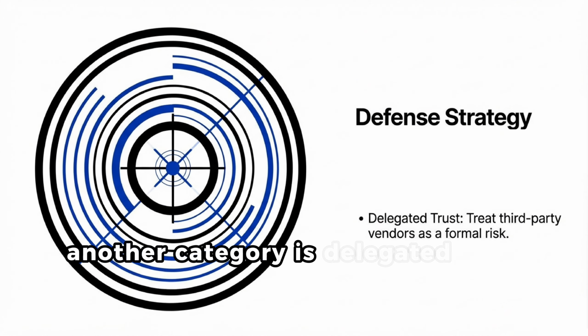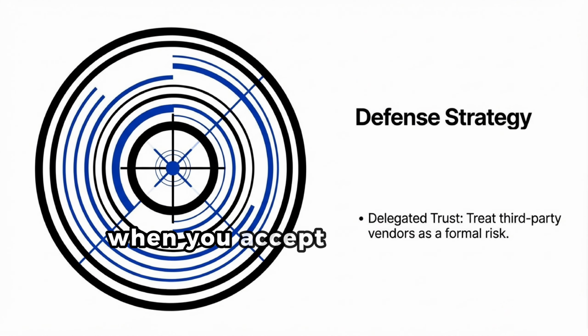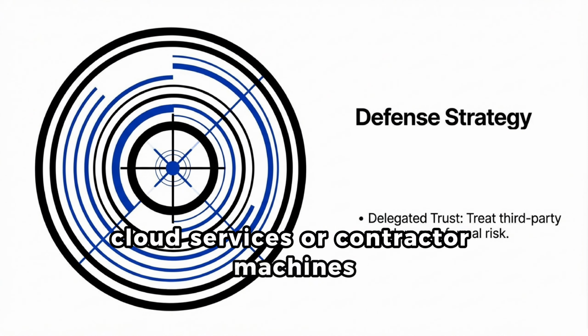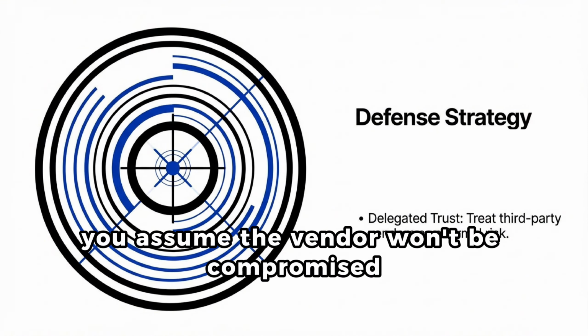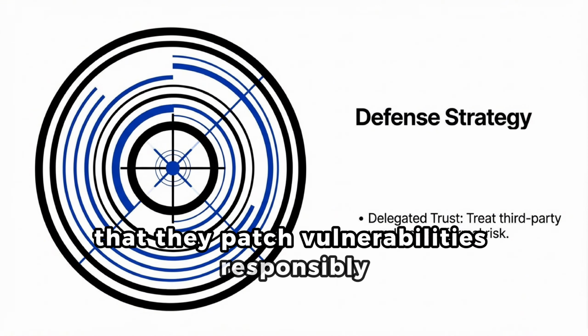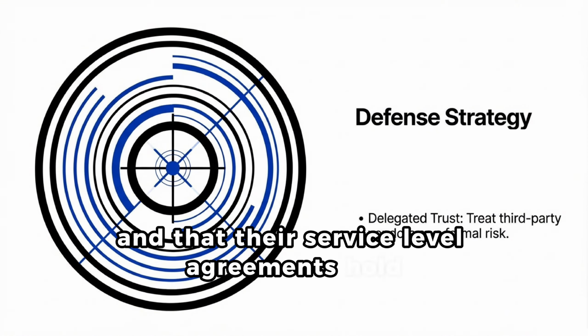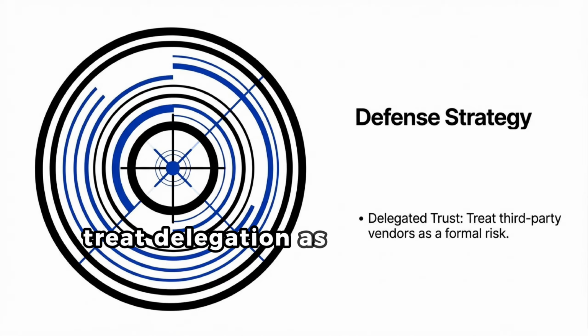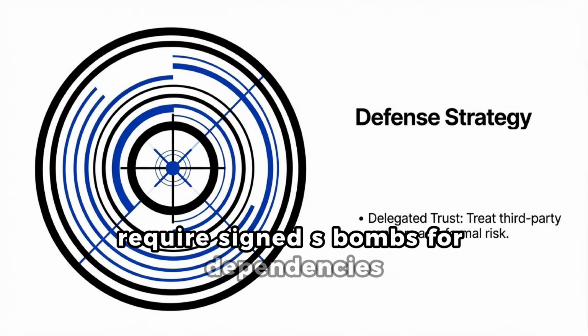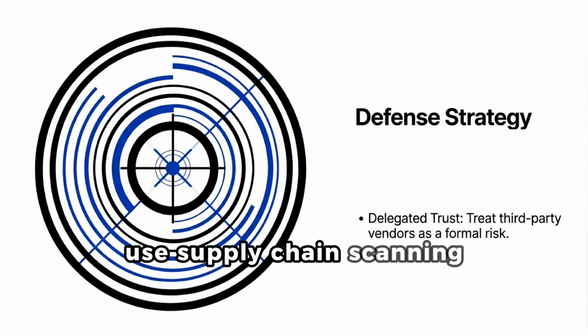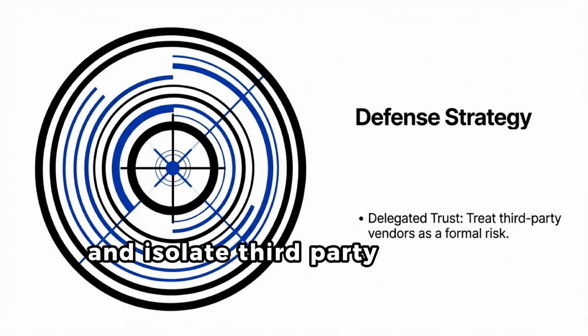Another category is delegated trust. When you accept third-party libraries, cloud services, or contractor machines, you are delegating a piece of your security to someone else. That delegation is itself an assumption. You assume the vendor won't be compromised, that they patch vulnerabilities responsibly, and that their service-level agreements hold. Treat delegation as a formal risk with controls. Require signed SBOMs for dependencies, use supply chain scanning, and isolate third-party runtimes.